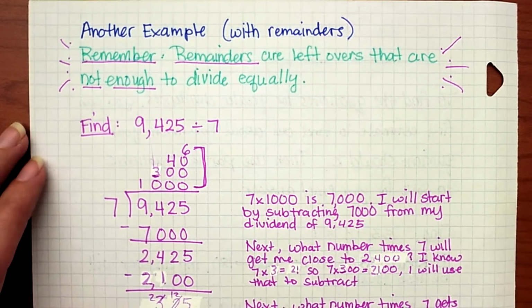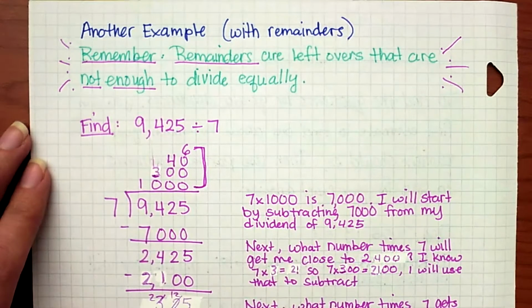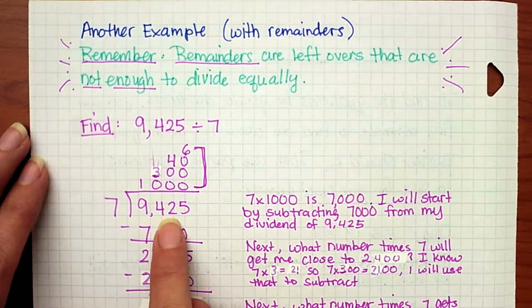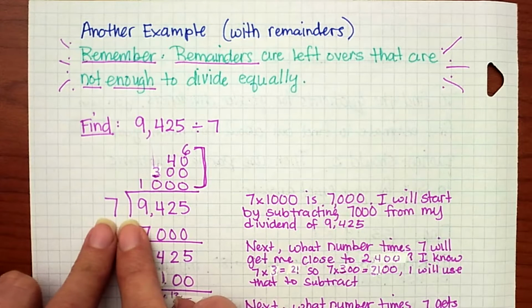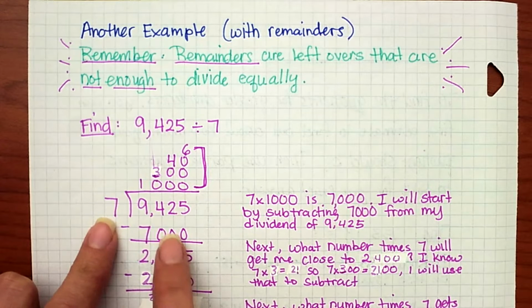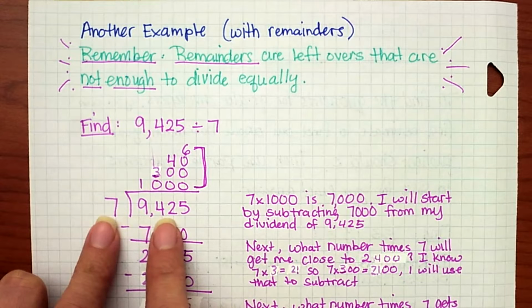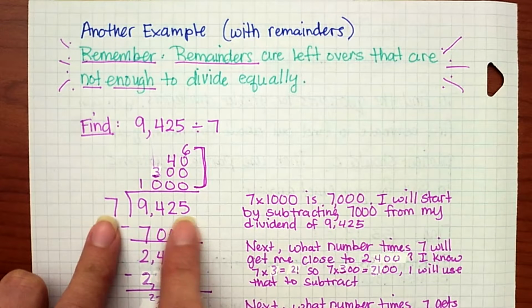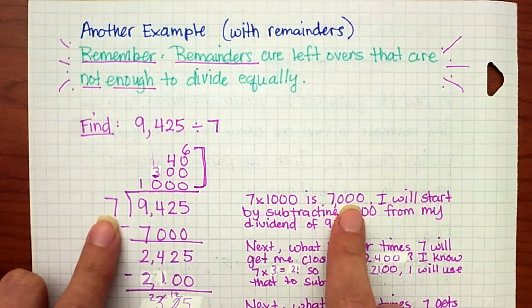So I gave you guys a large number over here. I said 9,425, and I want to divide that by 7. So I'm going to write my 9,425 here under my bridge. My 7 is outside to show me that that's my divisor, and then my quotients are going to go on top. So I have to think, how many groups of 7 are in 9,425? Well, I know there's at least 1,000 groups because 7 times 1,000 is 7,000. So I'm going to start there.